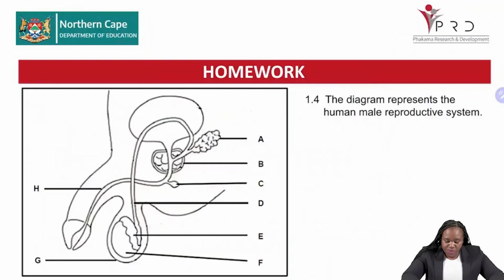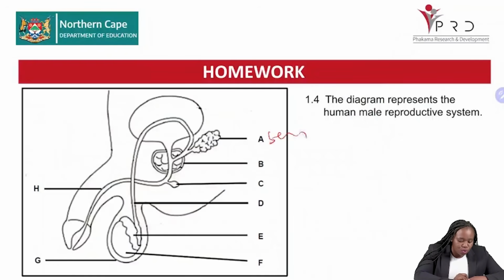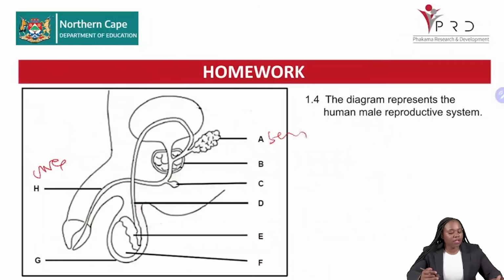The diagram represents the human male reproductive system. So you're going to look at the human male reproductive system again. Just give the labels from the seminal vesicle to the urethra. Give the labels again. Remember, there is really no use for you to label these different parts if you don't know the functions. So know the functions of each of these labels, right? Then you will be able to answer any question on the system.